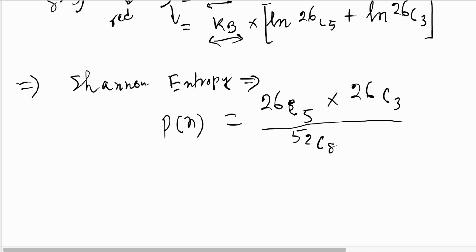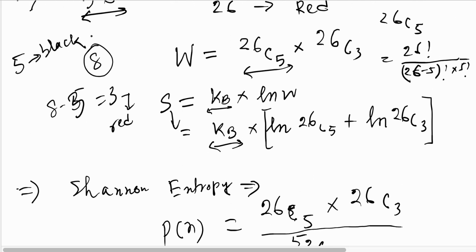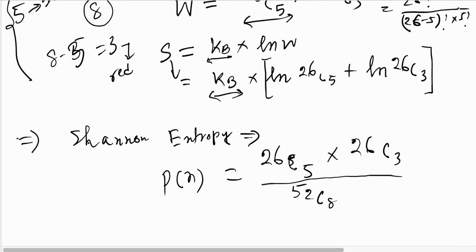52C8. So it is the possible number of ways I can pick 8 cards, and out of those 8 cards, what is the probability that 5 of them will be black and 3 of them will be red? So this is the probability of this exact event happening: out of 8, 5 will be black and 3 will be red.